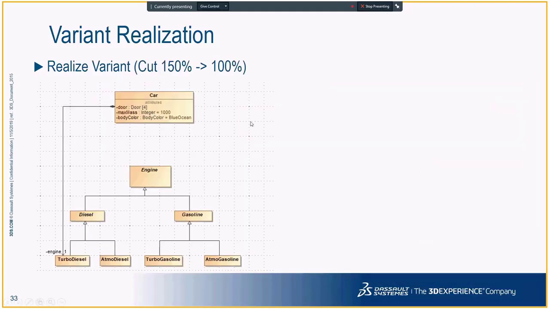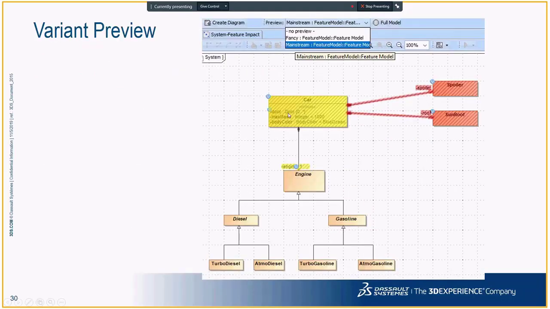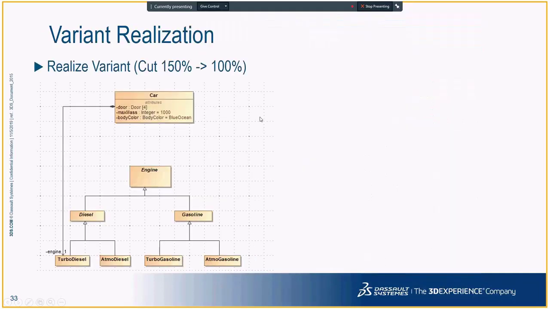In here you can see, for example, this. Oops, sorry. The sunroof and the spoiler have been removed because for this configuration it was switched off. So let's say number of doors. In the 150% system model, you see here the multiplicity for doors was from 0 to multiple, and in a particular variant now we have a specific number of doors, 4 doors.